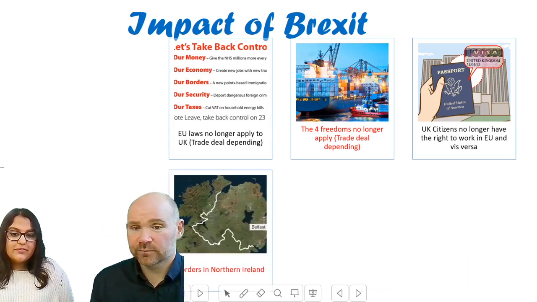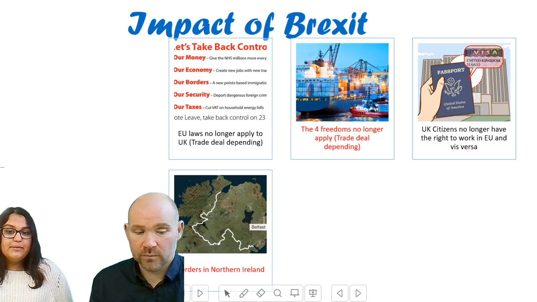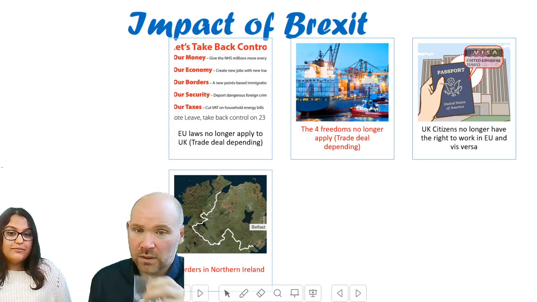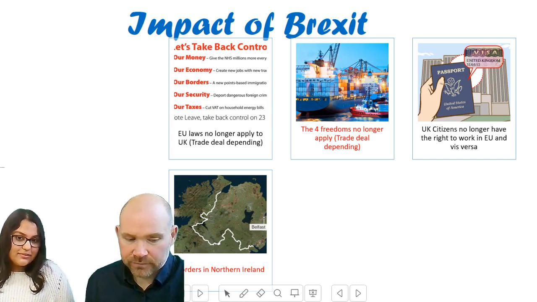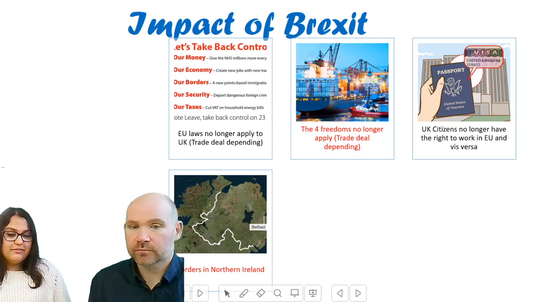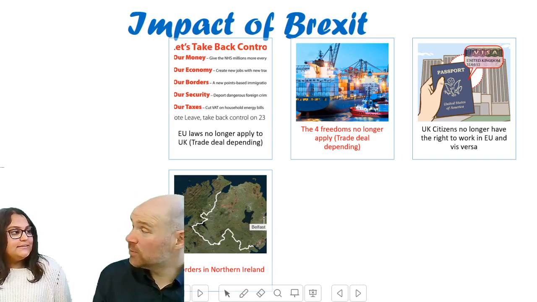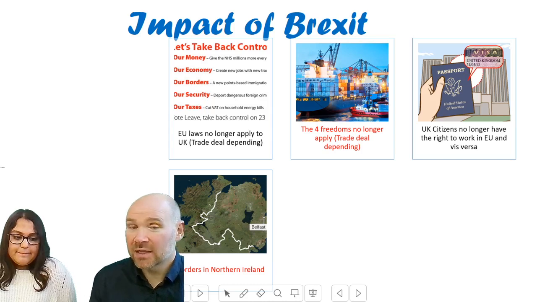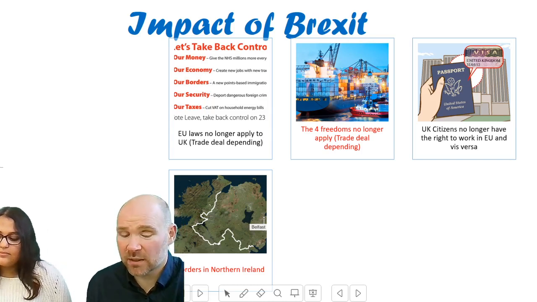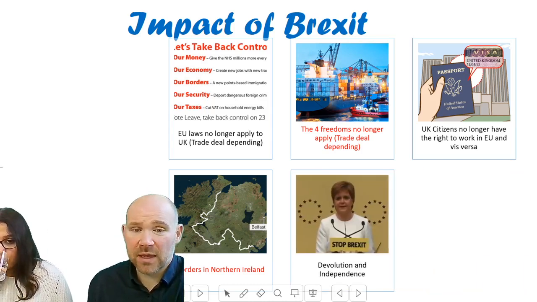So borders in Northern Ireland will be put back in place, which could cause conflict again. The EU ensured that those borders wouldn't be there anymore, but once Brexit happens, they'll be put back. Potentially put back. So it's controversial. It may be put back. There are people saying, well, will it happen? Will it not happen? But technically it should, because there should now be a customs zone there.